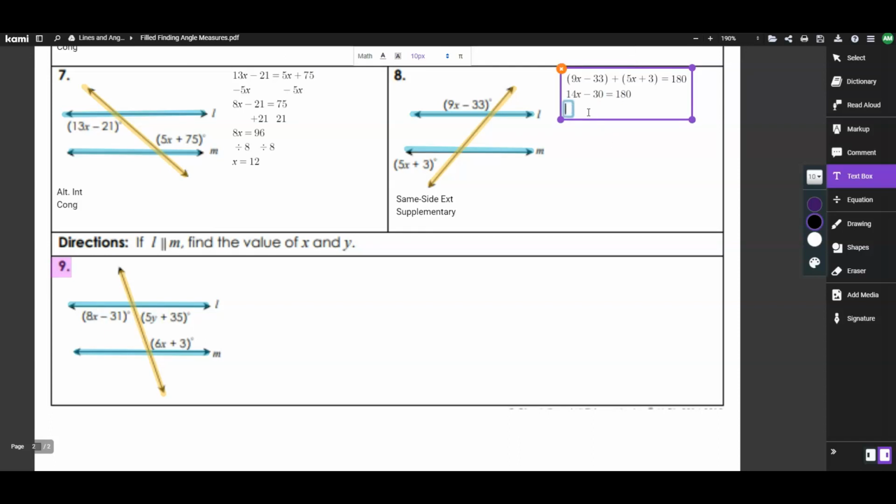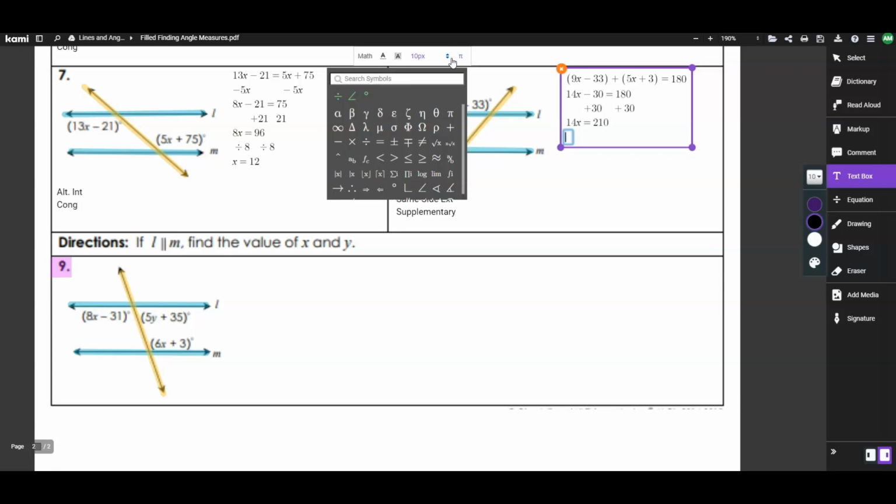I'm going to add the 30 to both sides. And that's going to leave me with 14x is equal to 210. We're going to divide both sides by 14, which will leave me with x is equal to 15.